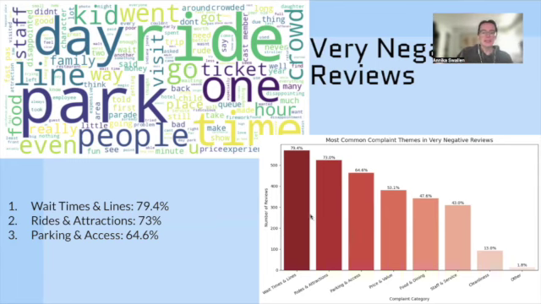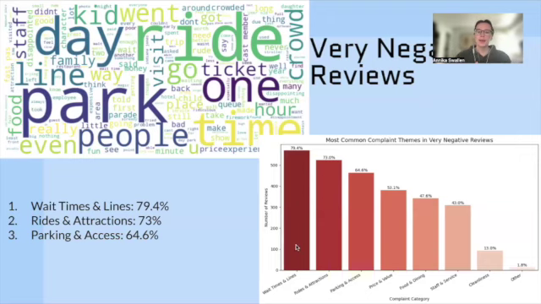So as we can see, it does look like wait times and lines is going to be our top bucket. This means that 80% of our reviews that were very negative complained about the wait times and lines. Next, we were looking at the rides and attractions. That was about 73%. And then we had parking and access at about 64.6%. So my recommendation would be that we focus on the wait times and lines. That was our top hitting bucket.